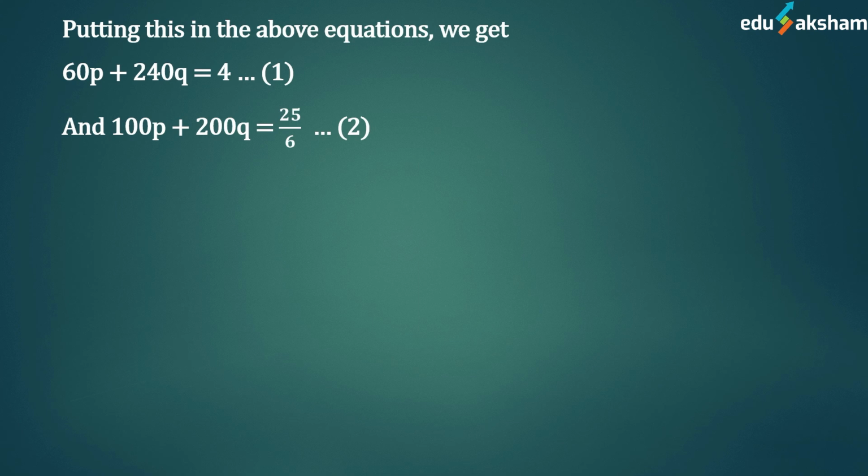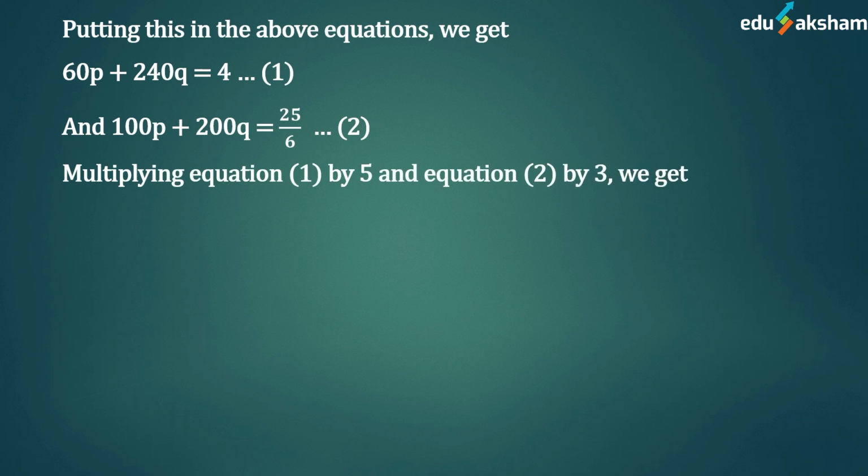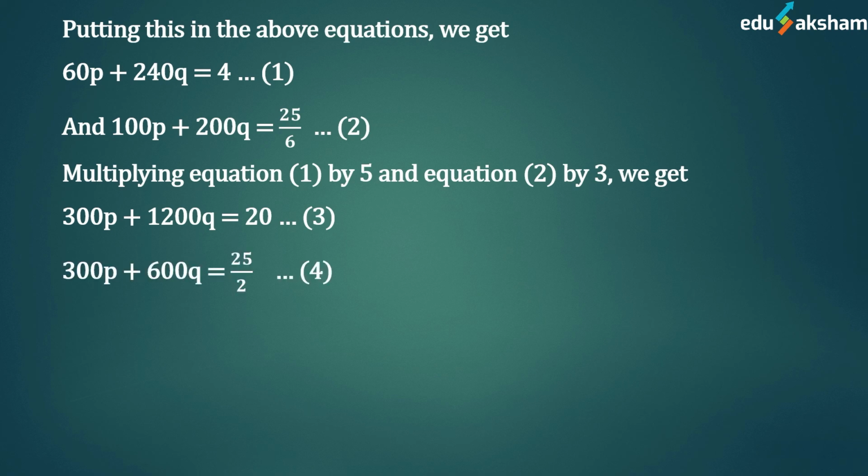अब इन दोनों इक्वेशंस को हम साइमल्टेनियसली सॉल्व करेंगे। We will try to solve it by the elimination method. हम इक्वेशन 1 को मल्टीप्लाई करेंगे by 5 एंड इक्वेशन 2 को मल्टीप्लाई करेंगे by 3। ऐसे करके हमें 300p plus 1200q equal to 20 मिलेगा, which will be the third equation, and 300p plus 600q equal to 25/2 मिल जाएगा, which will be the fourth equation.